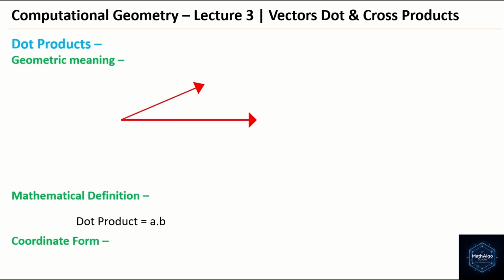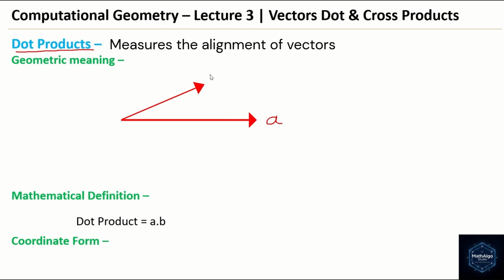Now let's move to the dot product, which is one of the most important operations on vectors. First, let's understand the geometric meaning of the dot product. The dot product essentially measures how much two vectors are aligned with each other. Here, we have two vectors, vector A and vector B, and the angle between them is theta.